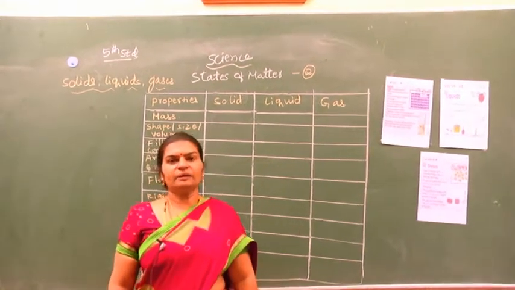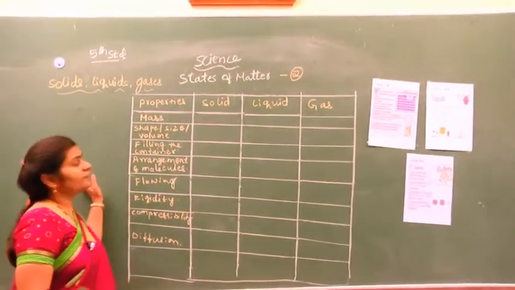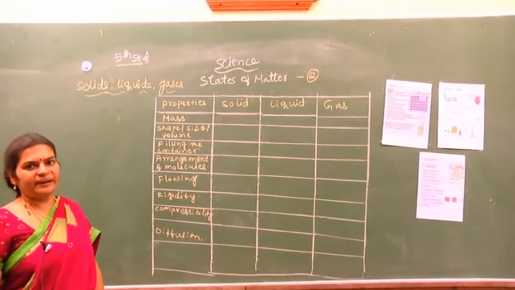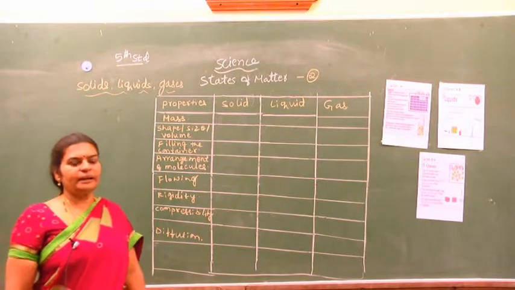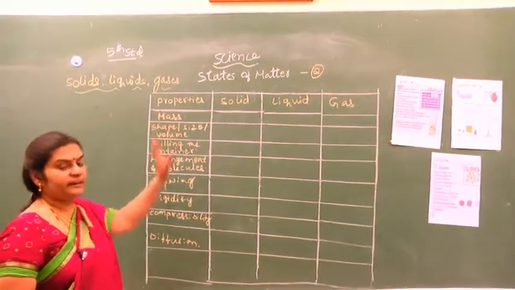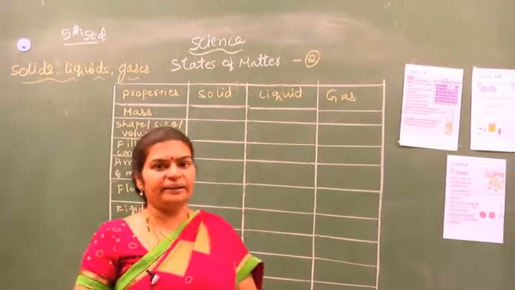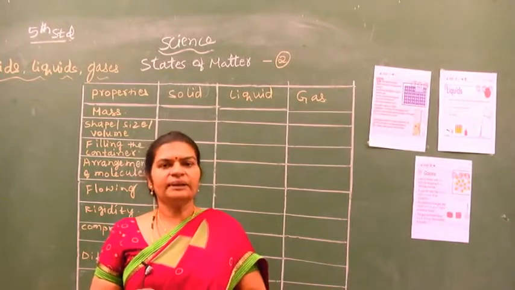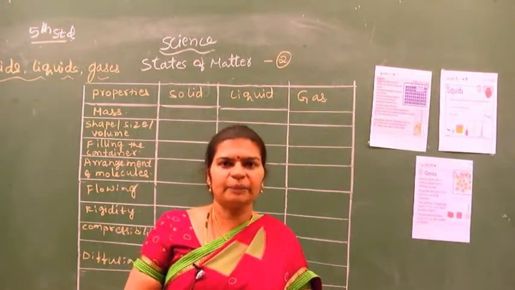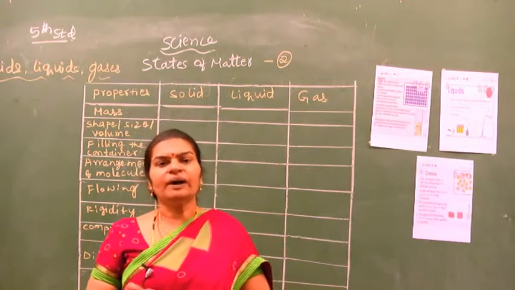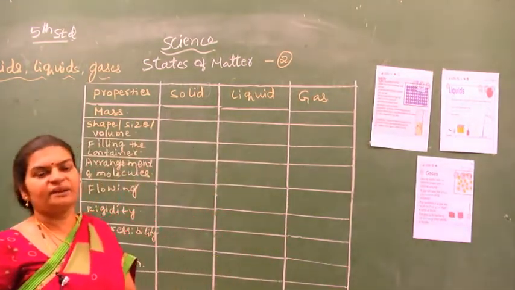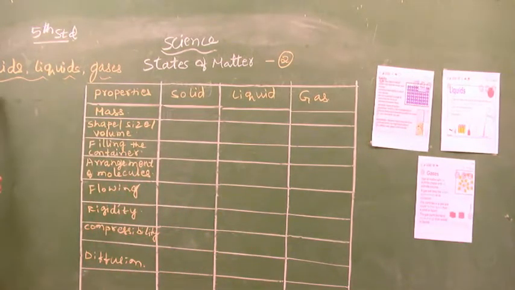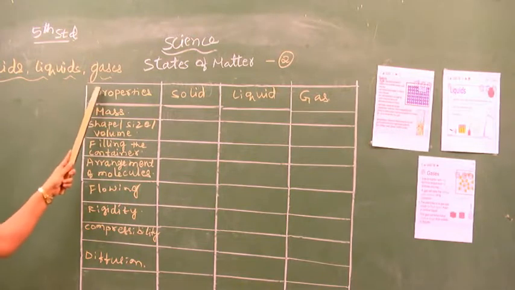So in the last class, you have learned about what is matter and the properties of matter. Now today we shall learn about the states of matter. What do you mean by states of matter? Matter appears in different forms. The different forms of matter are nothing but the states of matter. You are familiar with the different states of matter: solids, liquids and gases.